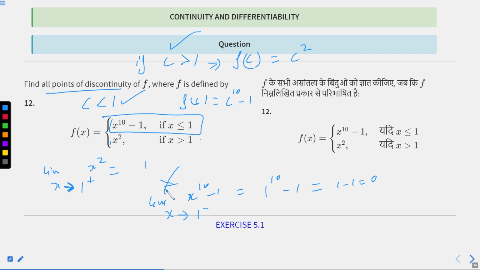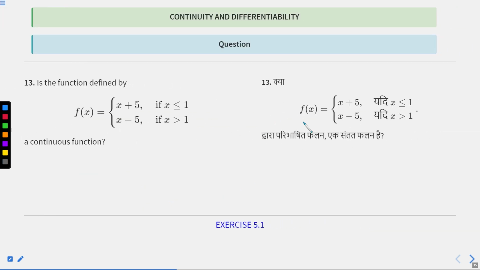As you can see, both are not the same. This means that it is discontinuous at 1. So the point of discontinuity will be x is equal to just 1. Simple. Okay, I hope that it is clear to you. Now let us move to the next problem, problem number 13. Problem number 13 asks whether the function defined is a continuous function. So we have to show whether it is continuous or not.